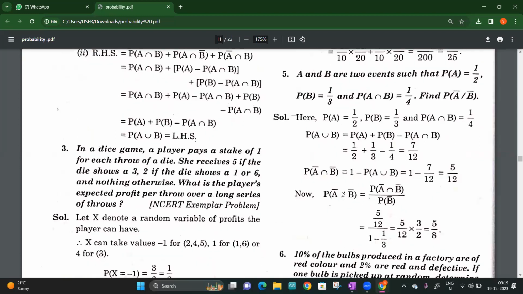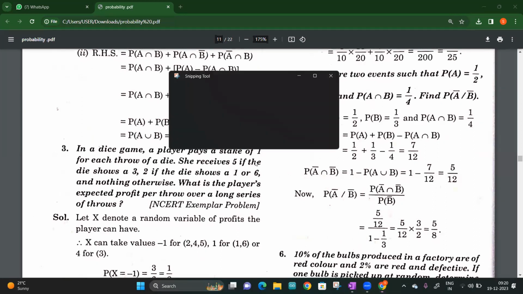Next, we will do the next question. Question number 5. A and B are two events such that P of A equals 1 by 2, P of B equals 1 by 3, and P of A intersection B equals 1 by 4. What is P of A bar by B bar? Calculate this value. You want to make it fast.